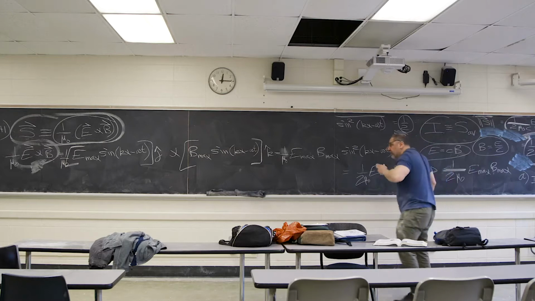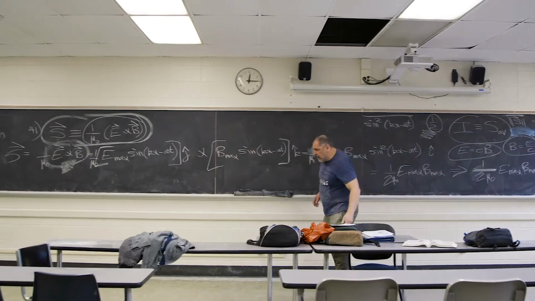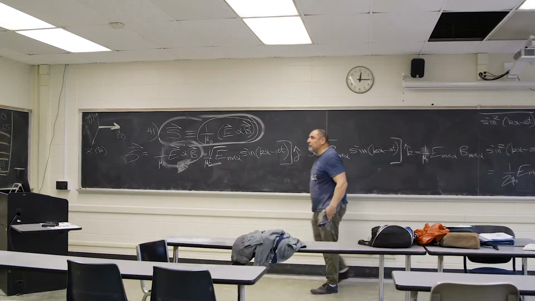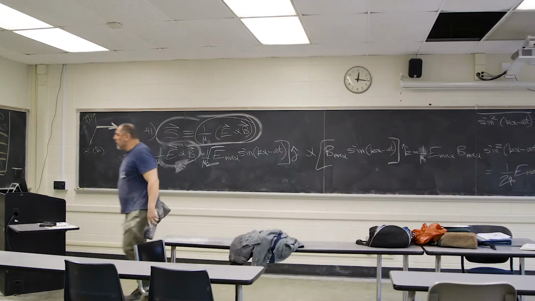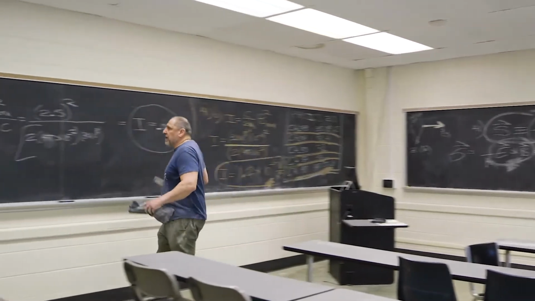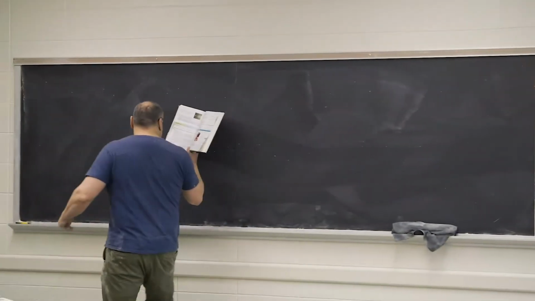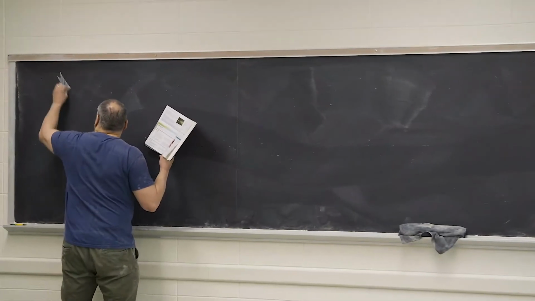Okay, so let me get rid of this. We're done with chapter 34, and let's go to 35. Let me just get rid of some things here. We're talking about Young's double slit experiment.